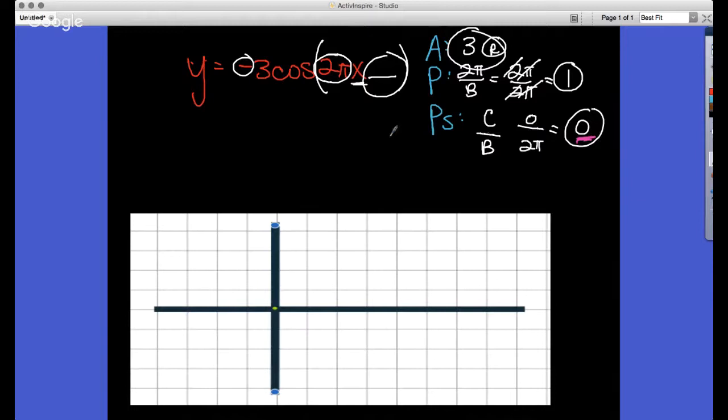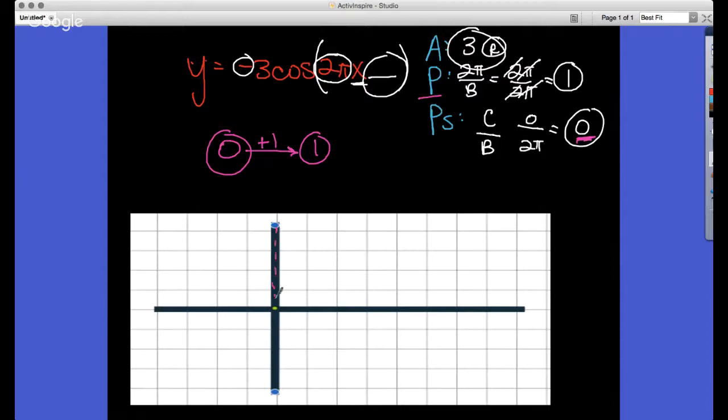Remember, this is my starting point. So 0 is my starting point, and period is the distance I travel. This is not my ending point. Remember that. It's the distance I travel. So I'm going to add 1 to my starting point at 0. Because of that, my ending point will have to be at 1. So I start at 0, I end at 1.